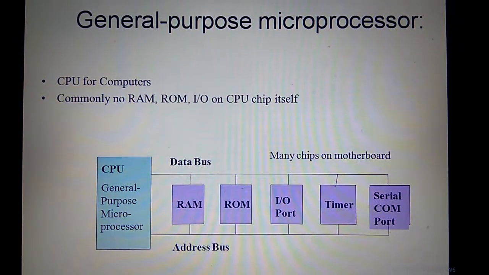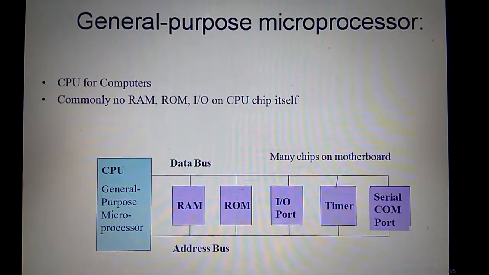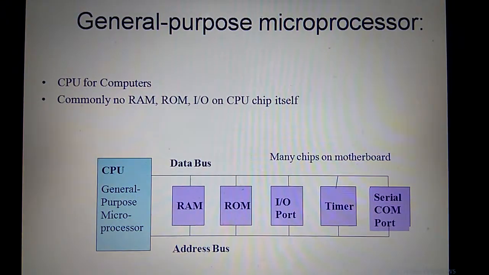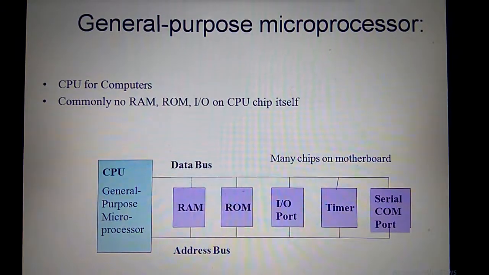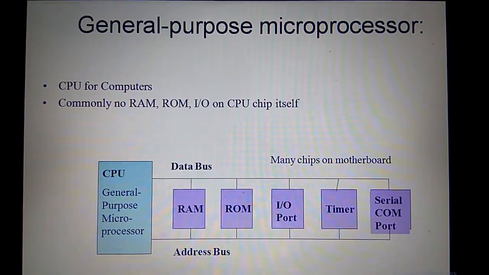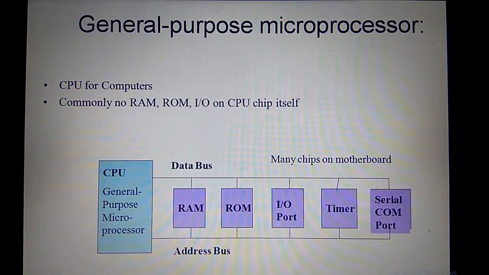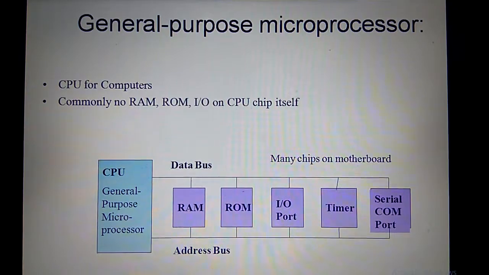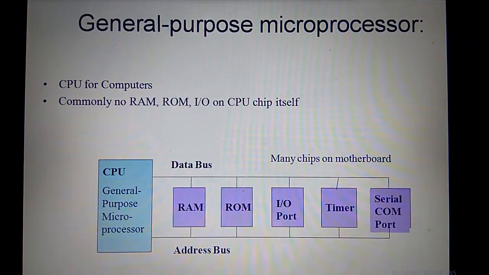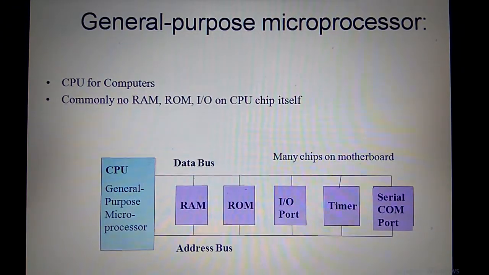A microprocessor is being used as the CPU of the computer. Generally, there is no RAM, ROM or input-output on the CPU chip itself. It means that the CPU is a separate entity, and the RAM, ROM, I/O ports, timer and serial communication ports are connected externally to the CPU.